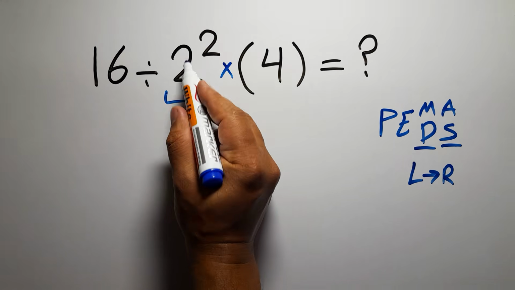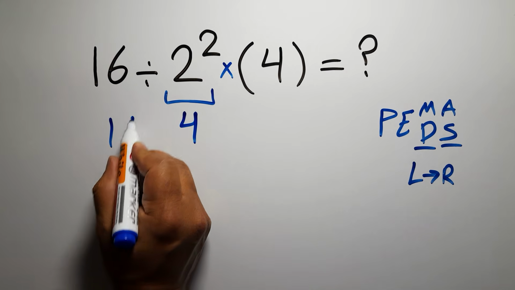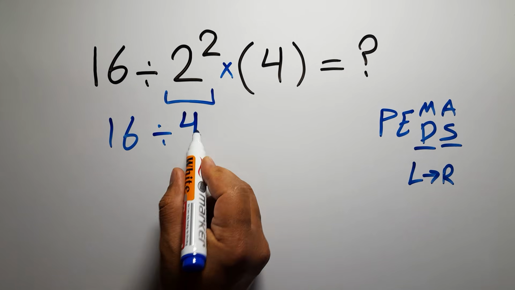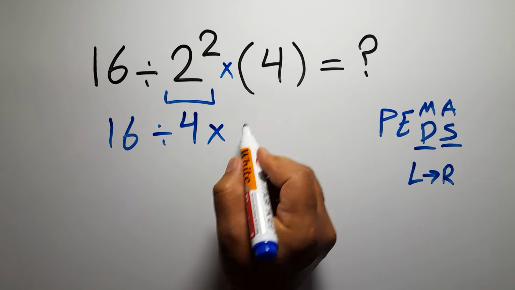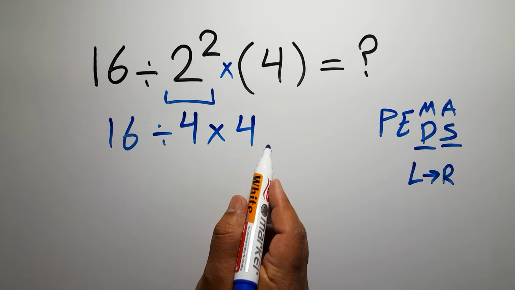Okay, so first this exponent, 2 squared gives us 4. So we have 16 divided by 4, then times 4. Okay, now we have to work from left to right.